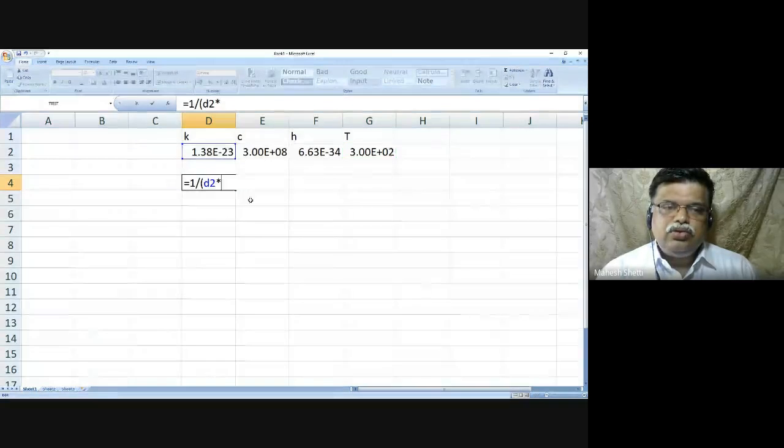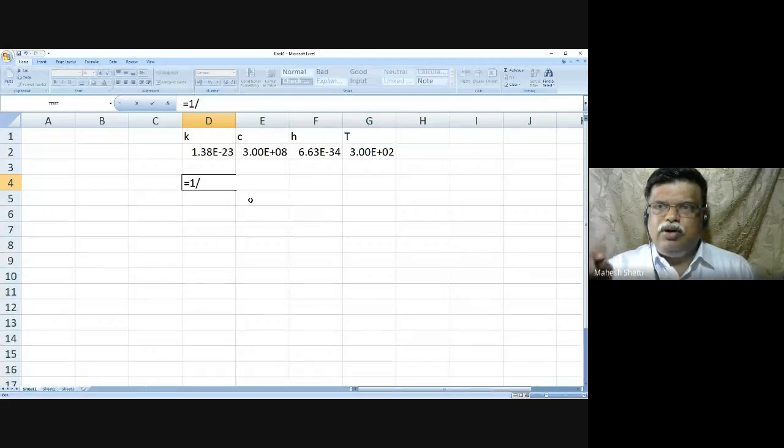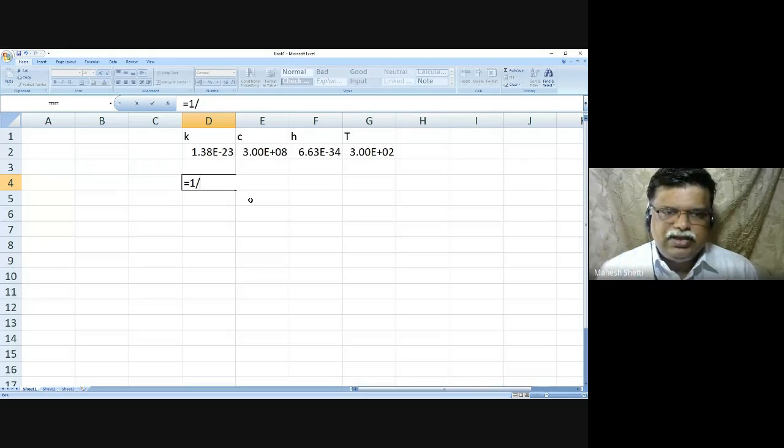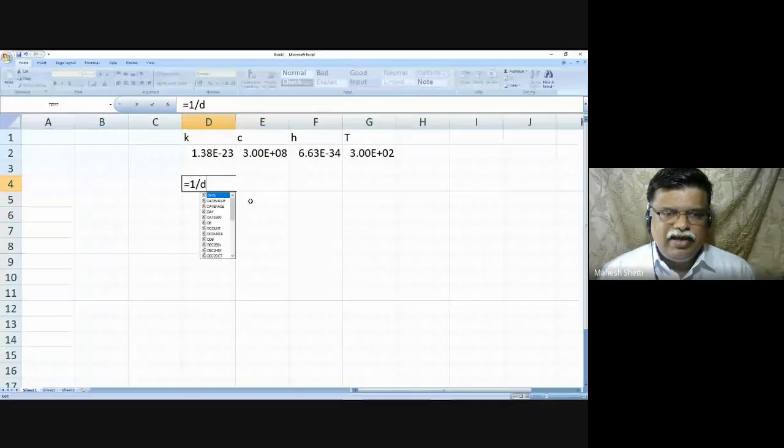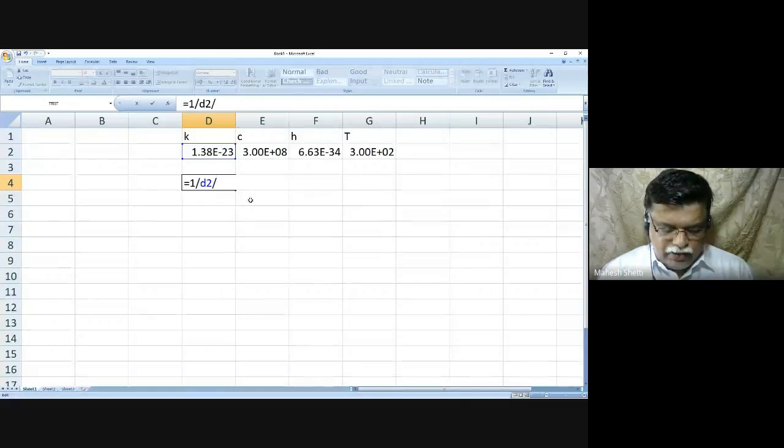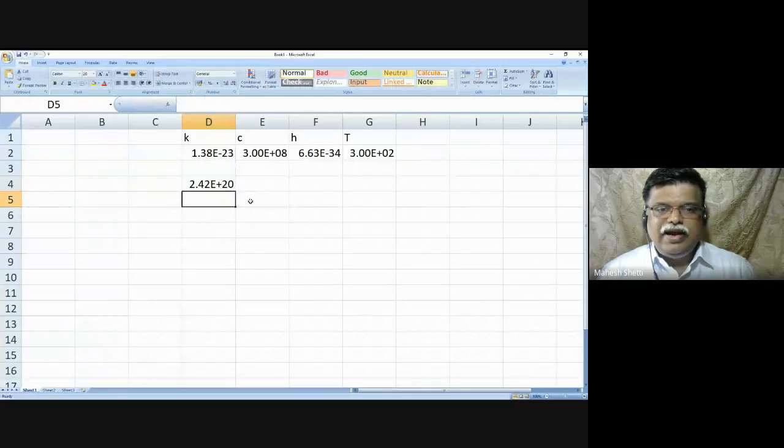So writing something like 1 upon AB, or say A by BC, a better way of writing is A divided by B divided by C. Because anything that is in denominator, you go on dividing. That's a good technique. So say for example, in this case, if I put 1 by kT, I say 1 by D2 divided by G2, and I'll get the correct value. So this is the 1 by kT value.